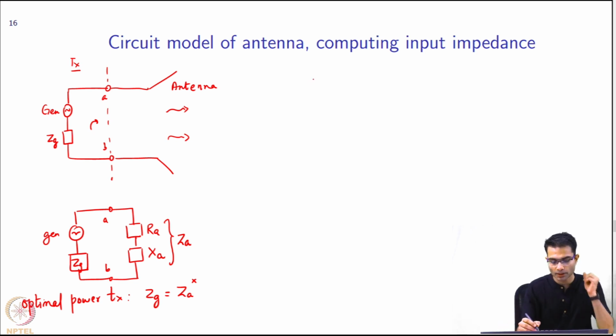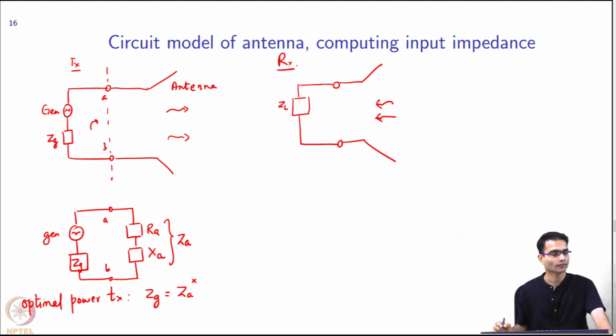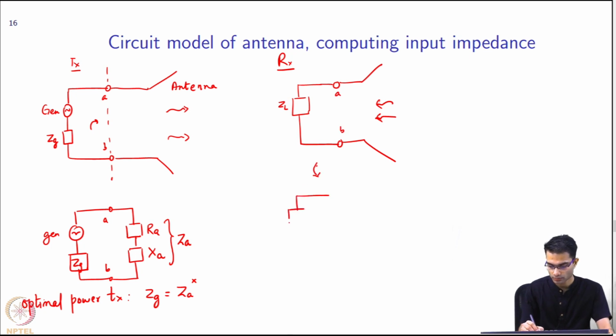A similar problem comes in the case of your receiving antenna. For the receiving antenna, I can just draw this. Here I will have some load over here. These are my antenna's terminals. This is my receiving case, and the circuit equivalent will become this. ZL is the load across which I have connected it.